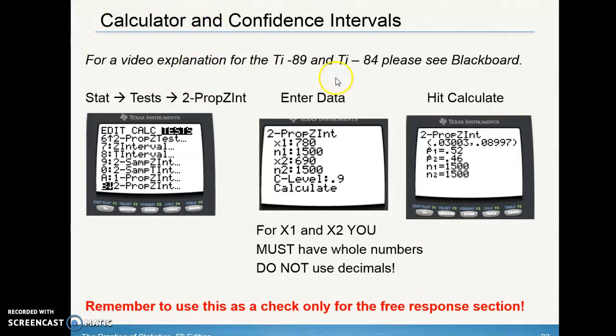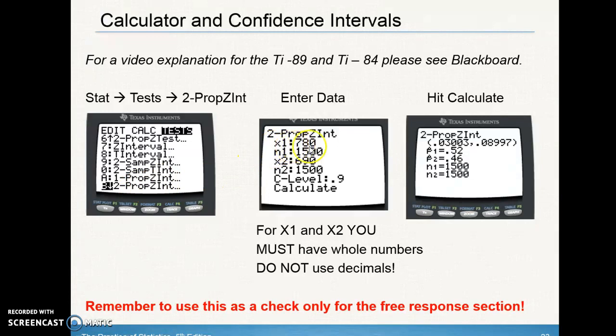If you would like to see a video explanation, go to Blackboard, go to course content at the top. There's a calculator folder. Okay, so what you're going to do is you're going to hit stat, go over to tests. Okay, you're going to scroll all the way down to B, where it says 2 proportion Z interval. That's why it's important to know the name of the test. We have a 2 sample, we're talking about proportions, and it has to be Z.